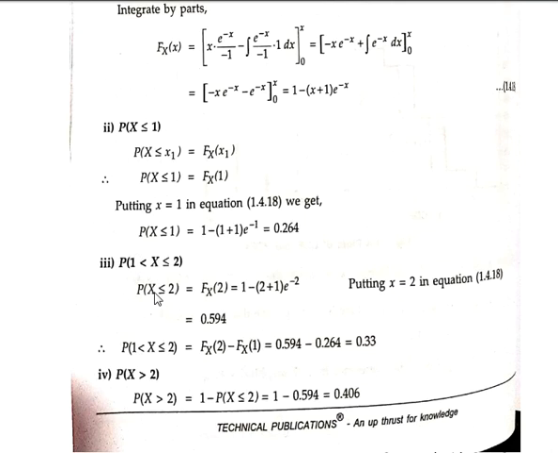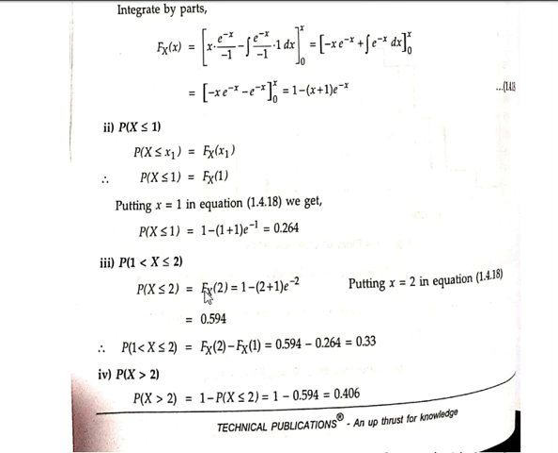Similarly, if we are finding P of x in between 1 and 2, then P of x less than or equal to 2 is F of 2, the highest limit, minus the F of 1. So P of x in between 1 and 2 is F of 2 minus F of 1. So we need the values of F of 2 and F of 1.